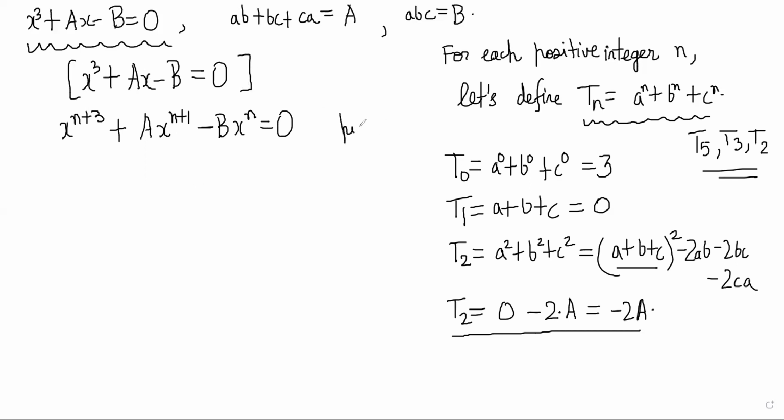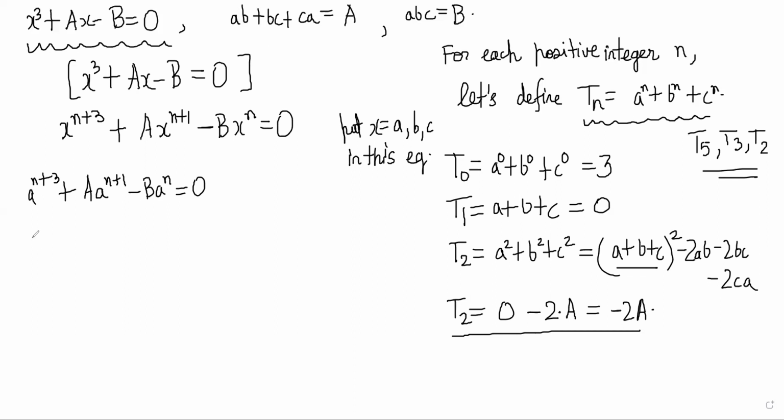Now I'll put x equal to a, b, c in this equation, right? So I'll get what? a^(n+3) plus A a^(n+1) minus B a^n equal to 0. Similarly, b^(n+3) plus A b^(n+1) minus B b^n equal to 0.